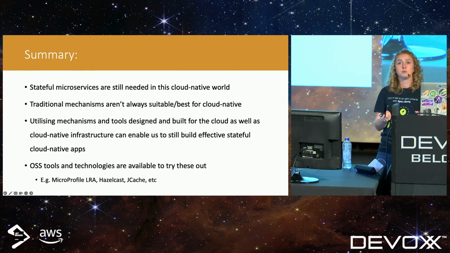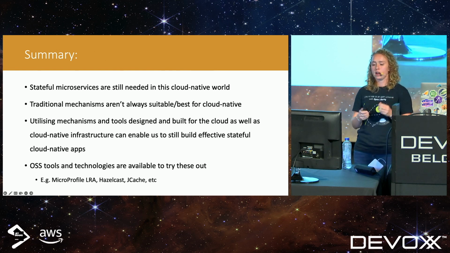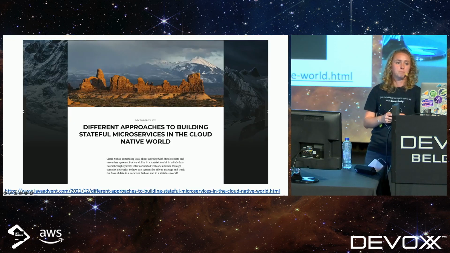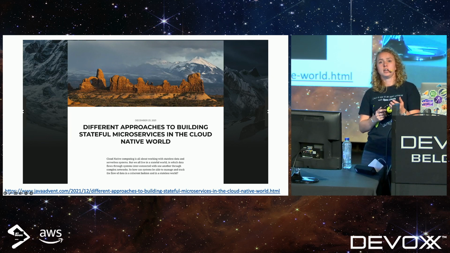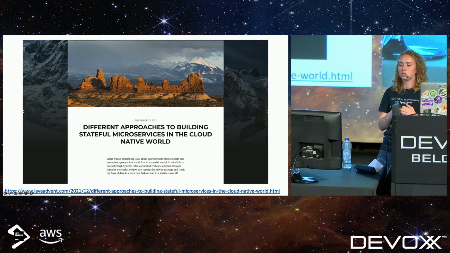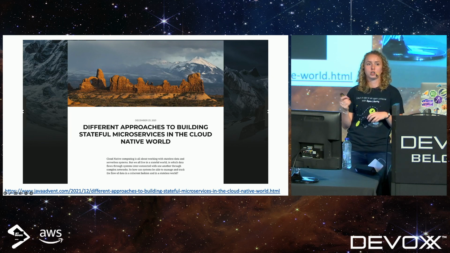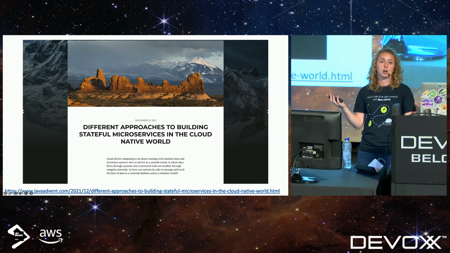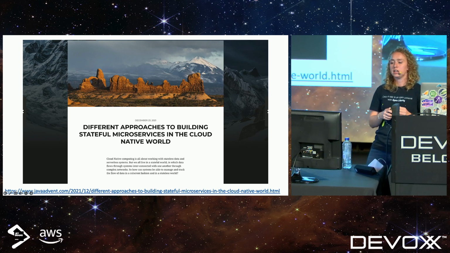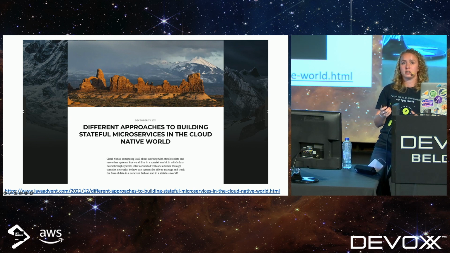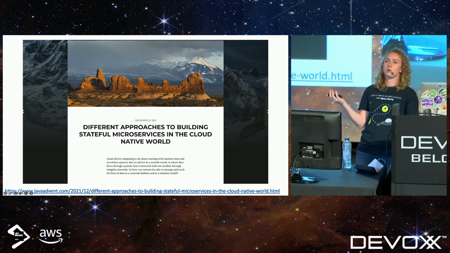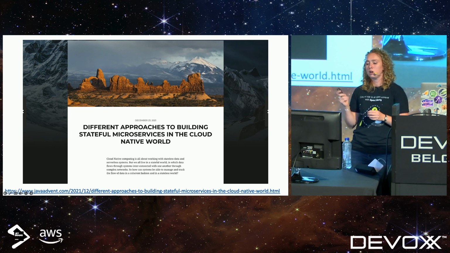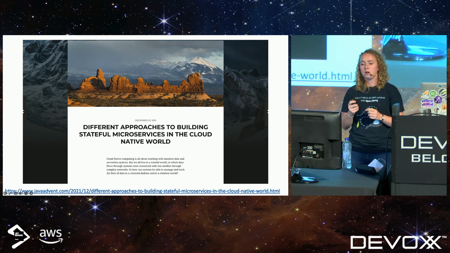And there's a bunch of open source available if you do want to have a go with it yourself, things like MicroProfile LRA, Hazelcast, and JCache. If you are interested in revisiting any of this information, my colleague Mary has written this article which essentially summarizes everything I've been through within this presentation. It's available through the Java Advent series that goes out in December. So this came out last December. So you can visit that URL there.